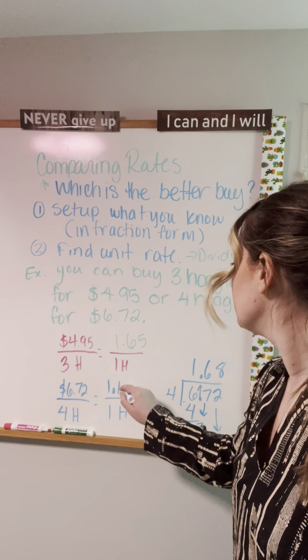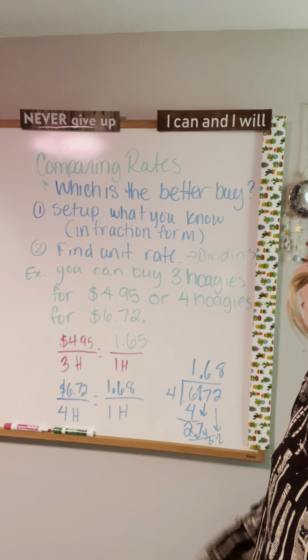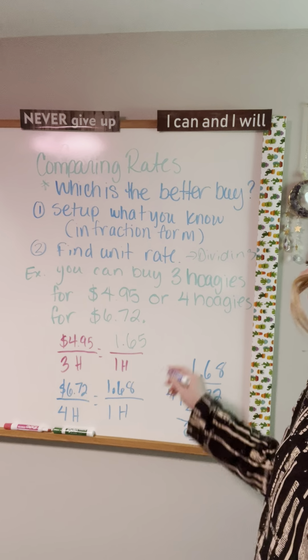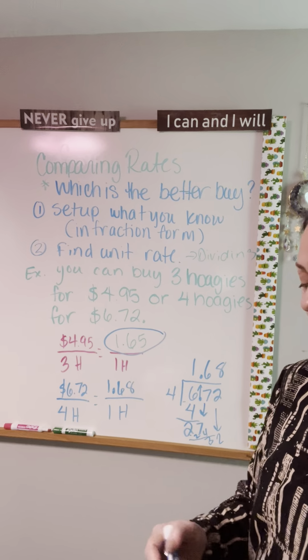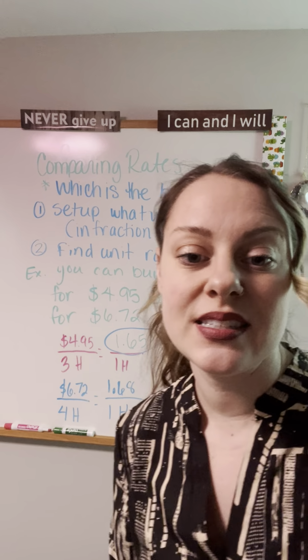So which one would be the better buy? 3 hoagies or 4? 3. Look, $1.65, $1.65, 5 cents, $1.68.